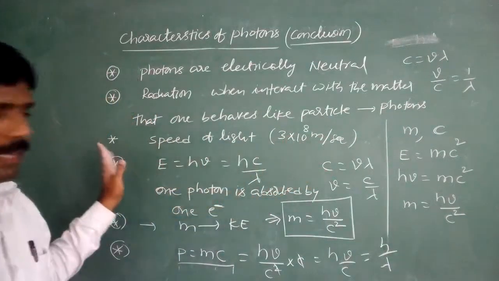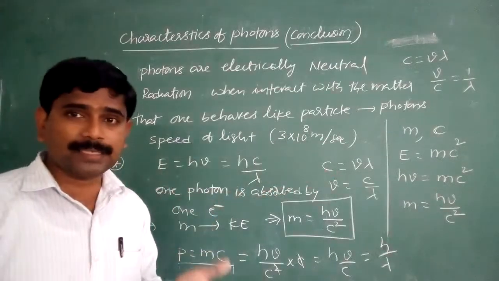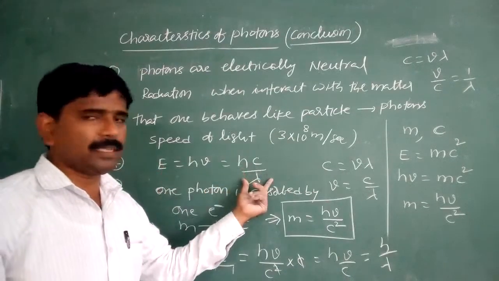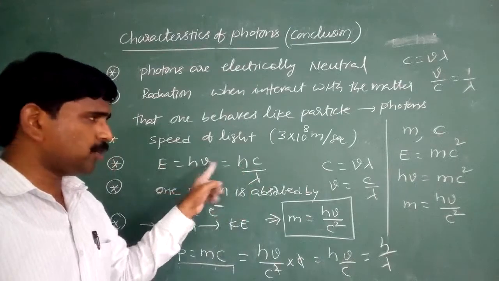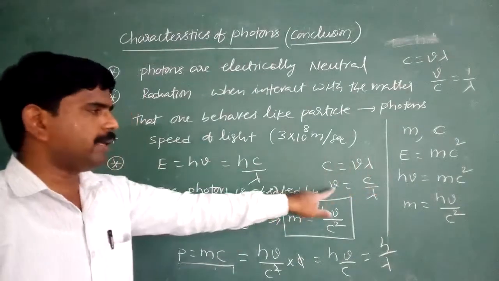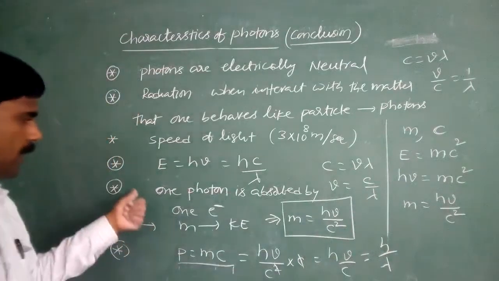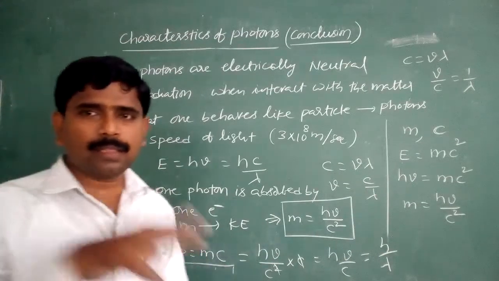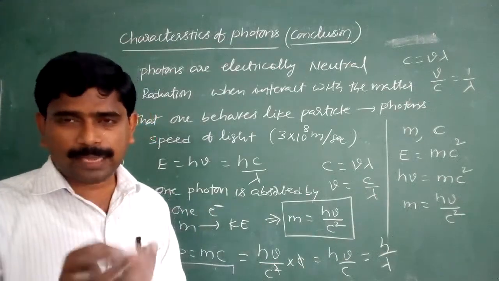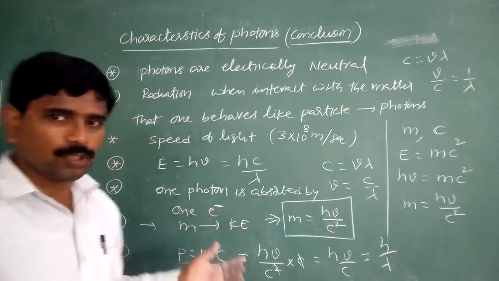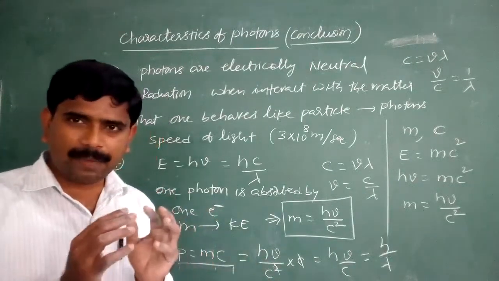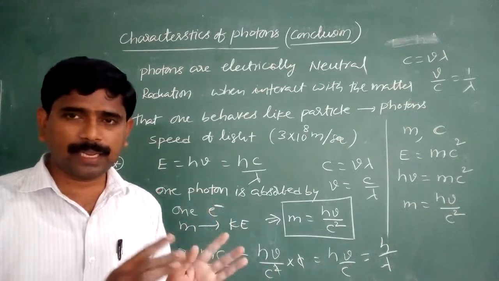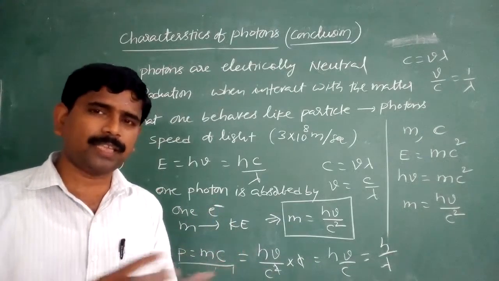Next, photons consist of energy and momentum. Energy is equal to hc by lambda, that is nothing but h nu, but c is equal to nu into lambda, therefore nu is equal to c by lambda. Next, one electron absorbs one photon. When radiation is incident on the photoelectric metal, each electron absorbs one photon. In that situation, total energy contained by the photon is gained by that electron. Means energy remains constant, energy is conserved.